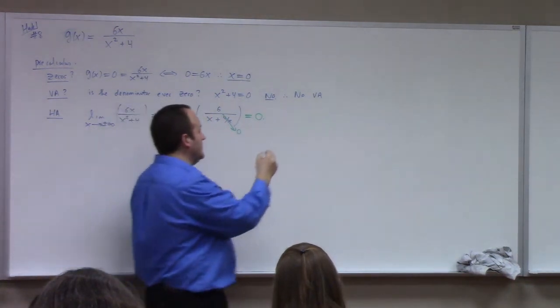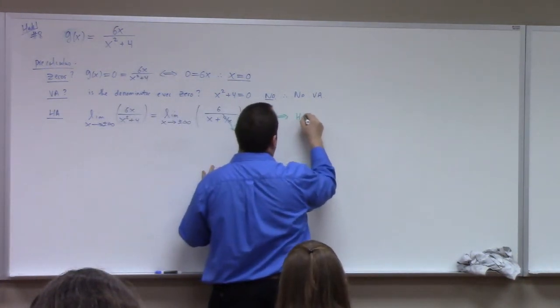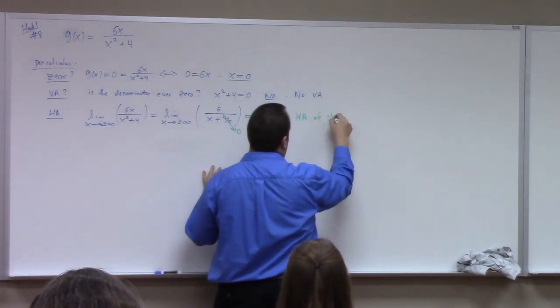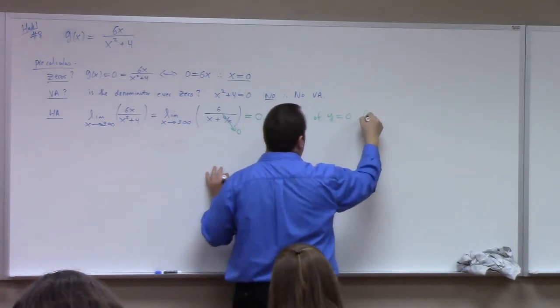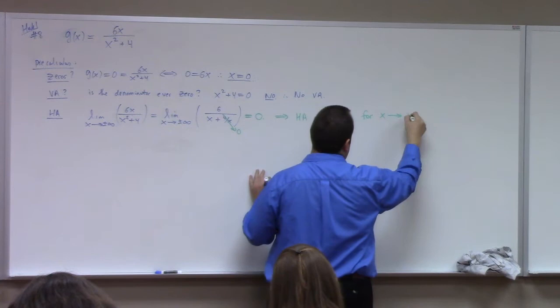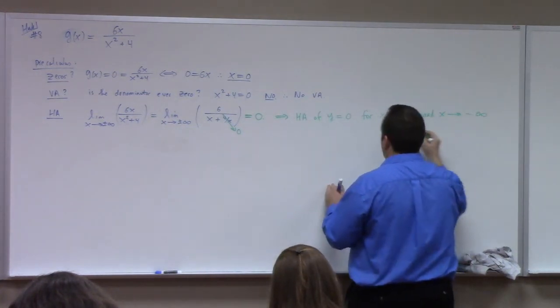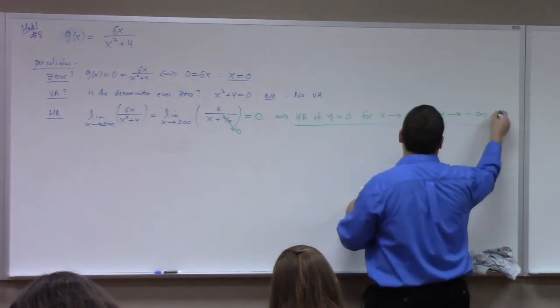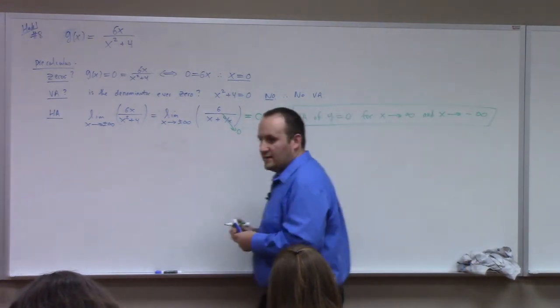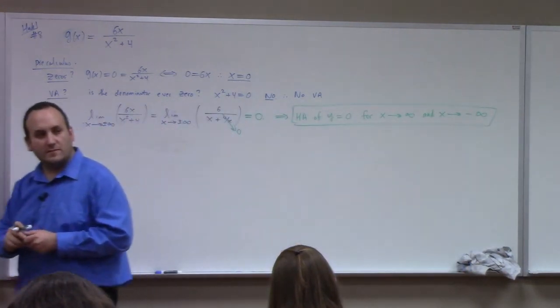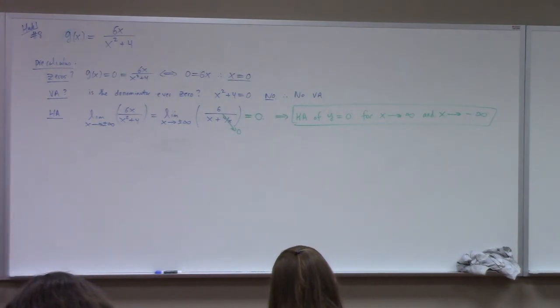So that tells me we have a horizontal asymptote of y equals 0 for x going to infinity and for x going to minus infinity. In other words, the left and the right horizontal asymptotes are both y equals 0. Okay.